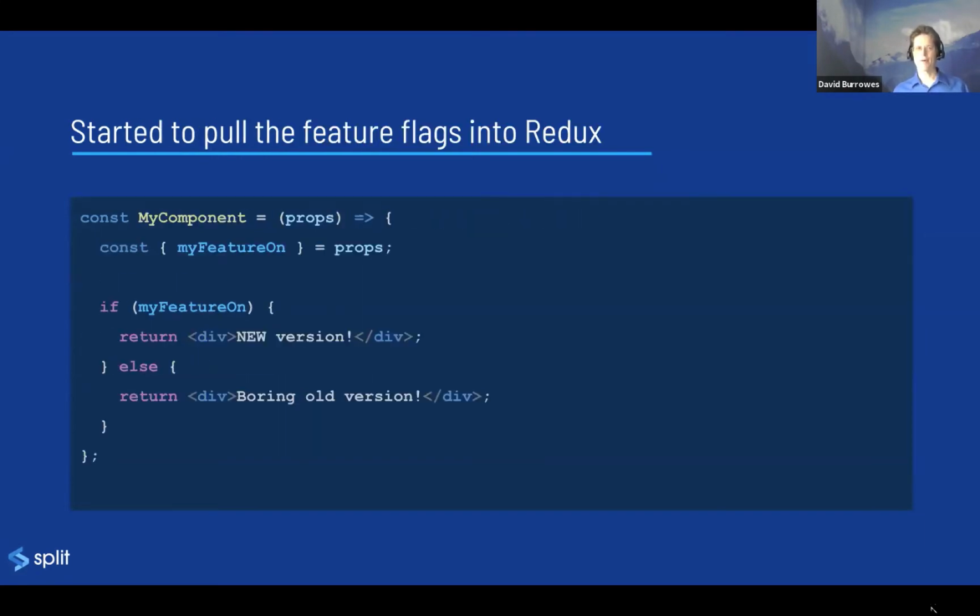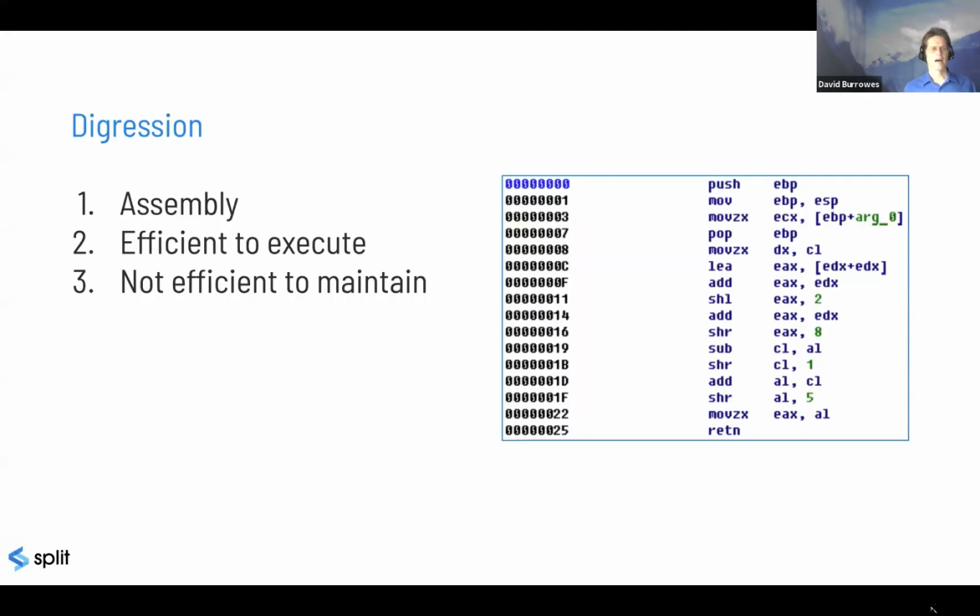However, this loosened up our thinking. We began to say, okay, well, if we don't have to do the evaluation in the function, we're just injecting the flag in, maybe we can improve this in some other way and make it easier to manage. So now I want to go on a digression.